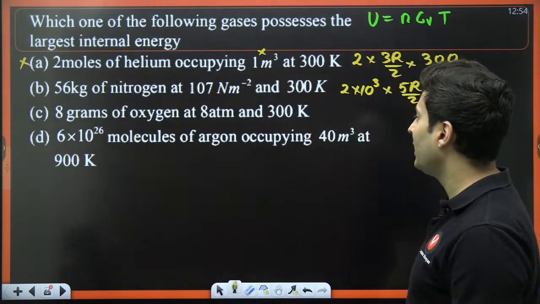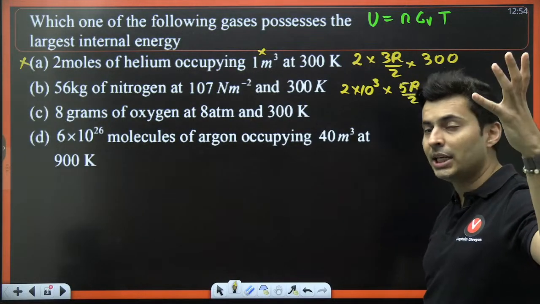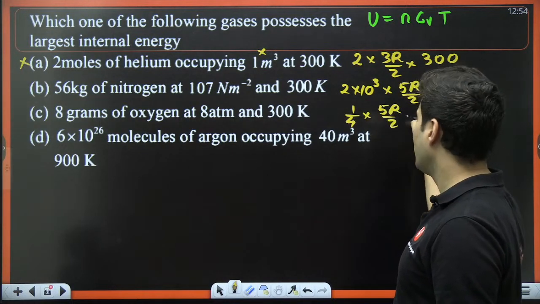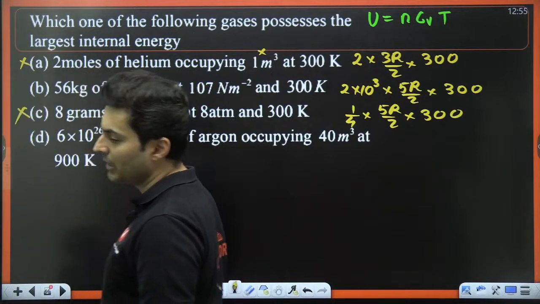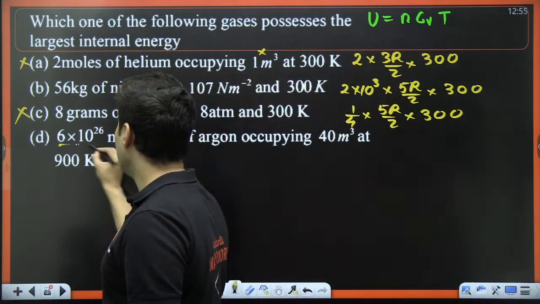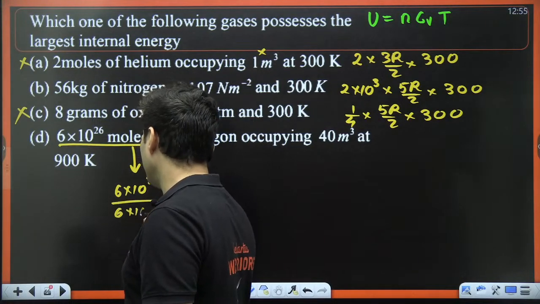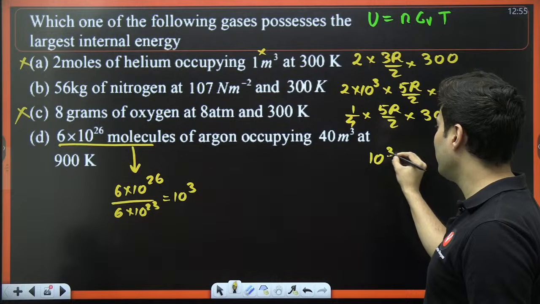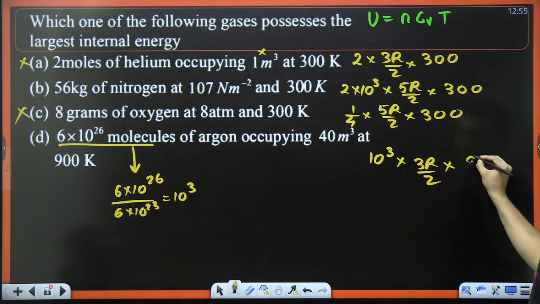8 grams of oxygen at 8 atm and 300 Kelvin. Oxygen molecular weight is 32, so 8 grams is 1/4 mole. Oxygen is diatomic, so 5R by 2 into 300. By the way, this is definitely less than any of these, so this also gets eliminated. Then 6 into 10 to the power 26 molecules. Moles is 6 into 10 to the power 26 by 6 into 10 to the power 23, which is 10 to the power 3 moles. So 10 to the power 3 into argon, 3R by 2 since monoatomic, into temperature 900.